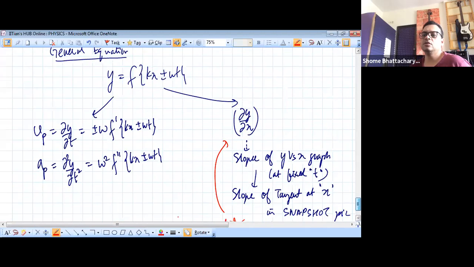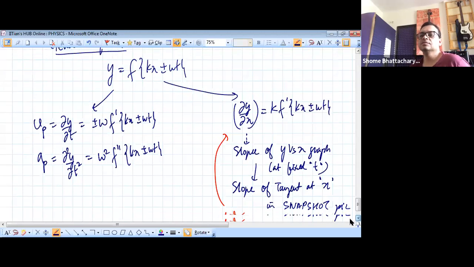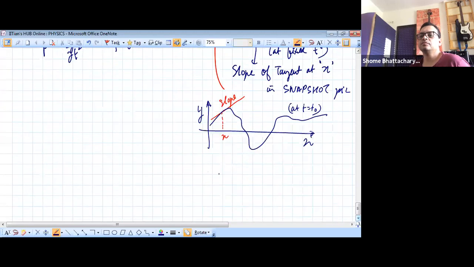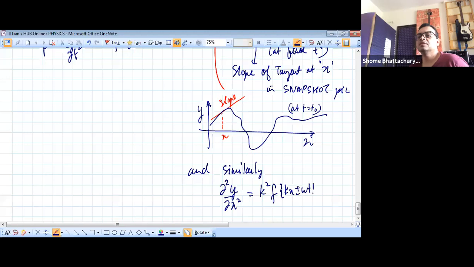And that you will see becomes what? Just partially differentiate this with respect to x: del y by del x will become k f prime. And similarly, del 2y by del x square, the partial differentiation of that one, will become k square f double prime of (kx plus minus omega t).